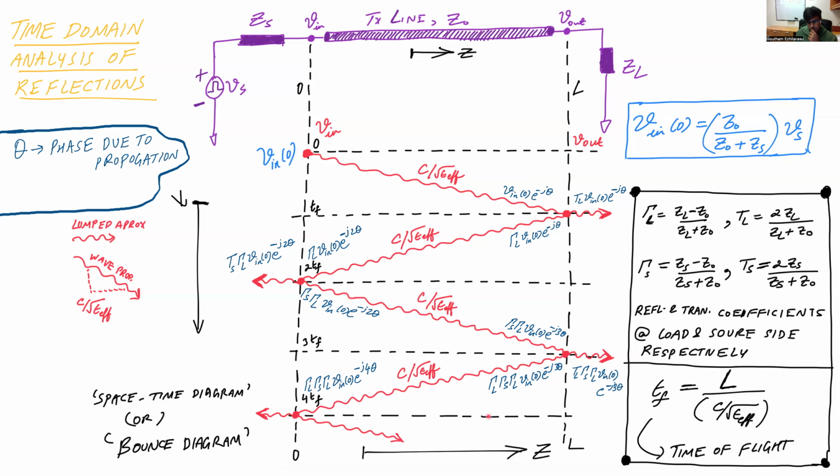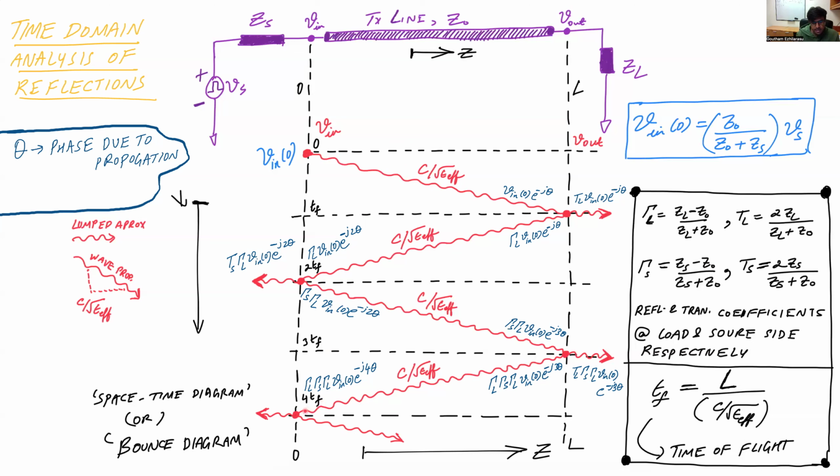And you can keep doing this and you see how it gets more and more complicated, because at each interface you have to multiply by the corresponding gamma L or gamma S, depending on whether it's being reflected at the load side or the source side. Similarly, you need to multiply by TL or TS, depending on whether it's being transmitted to the load side or the source side. So you have all these voltage waves bouncing back and forth between the source side and the load side.